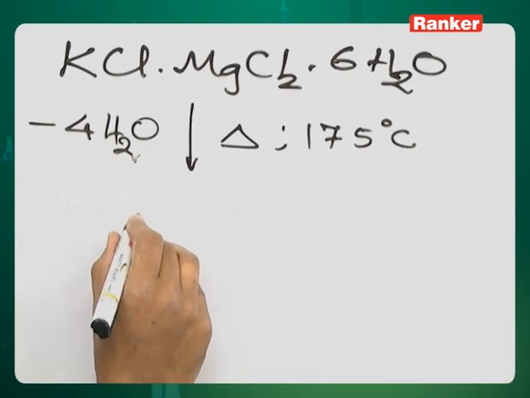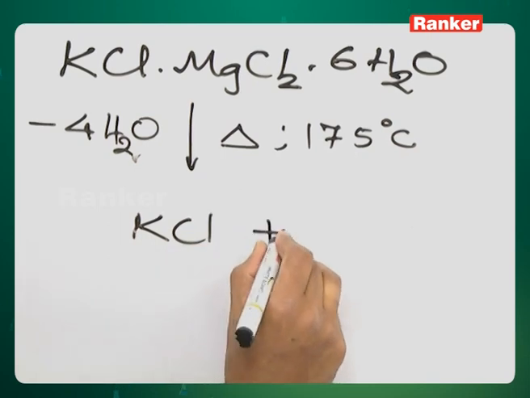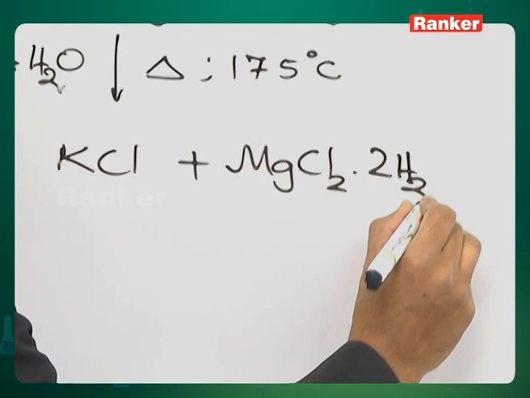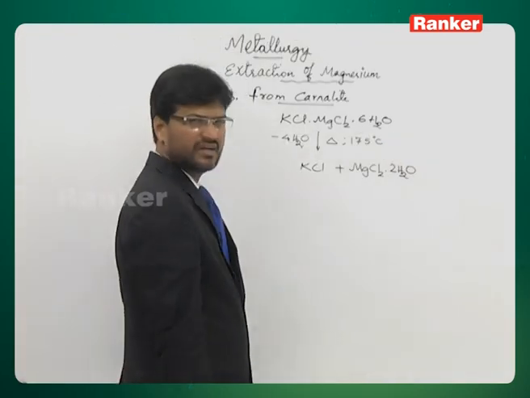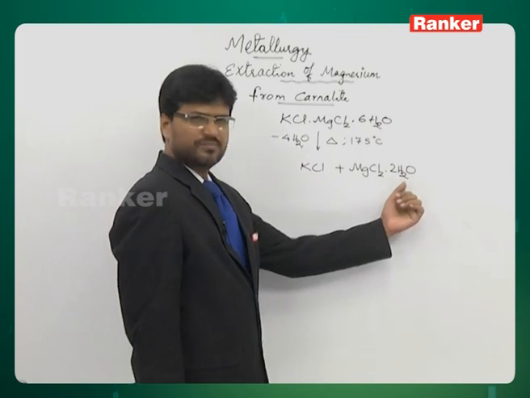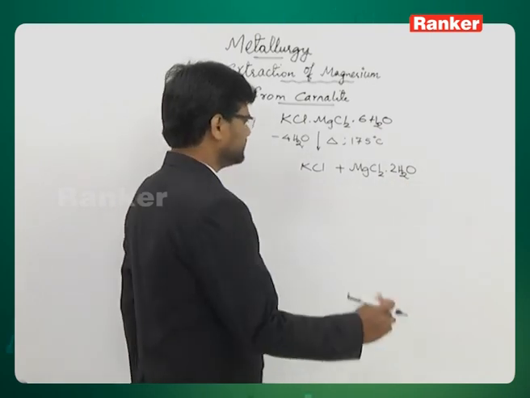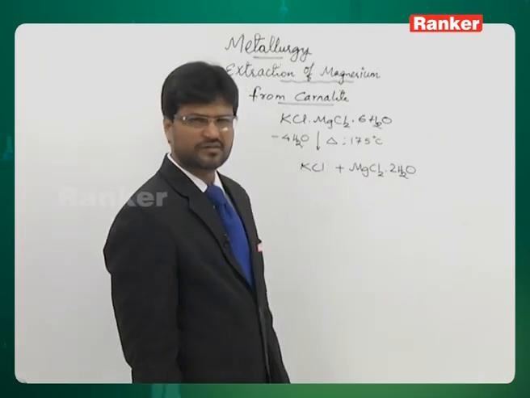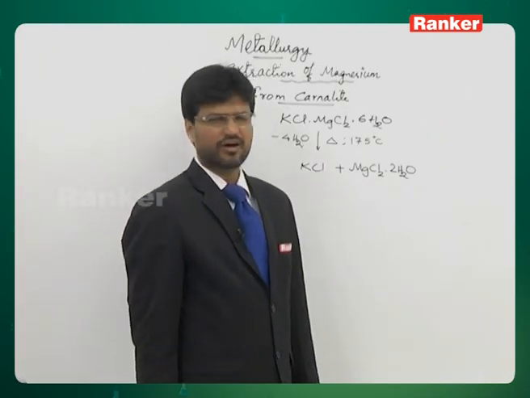You get KCl, MgCl2.2H2O, dihydrate. You cannot remove these water molecules by further heating, because if you do that, then MgCl2 will undergo hydrolysis to give magnesium oxide.